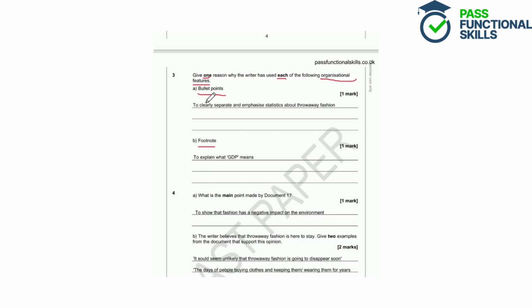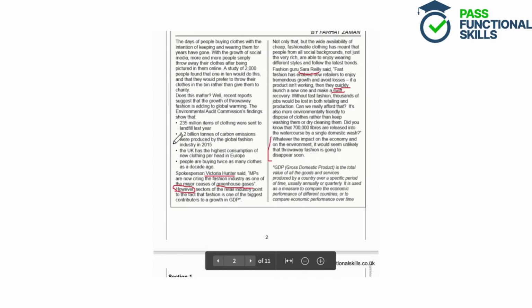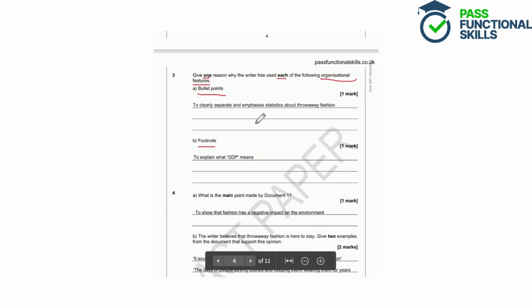So if we look first at bullet points and we scroll up to the document, we can see that bullet points are being used here, and we can see that they are listing statistics to do with global warming and links with fast fashion. So we've got 235 million items of clothing were sent to landfill last year, and the UK has the highest consumption of new clothing per head in Europe. So we can see that the author has used bullet points to clearly separate and emphasise statistics about throwaway fashion.